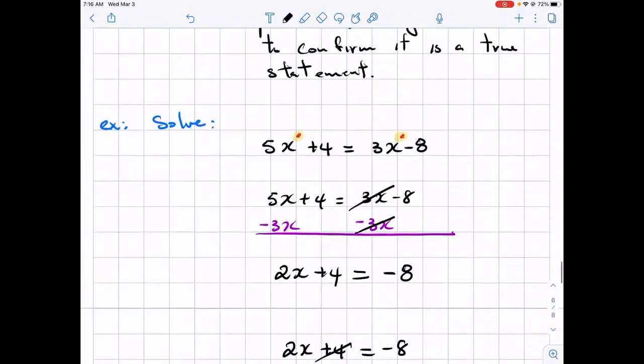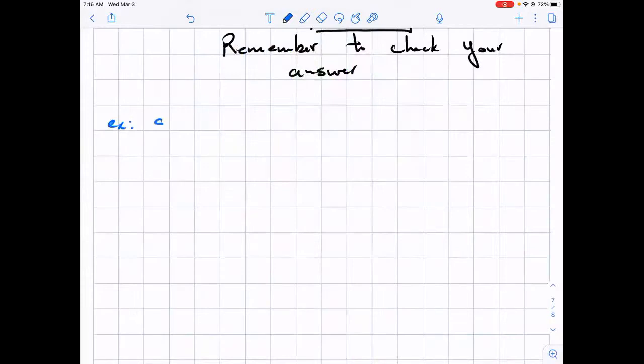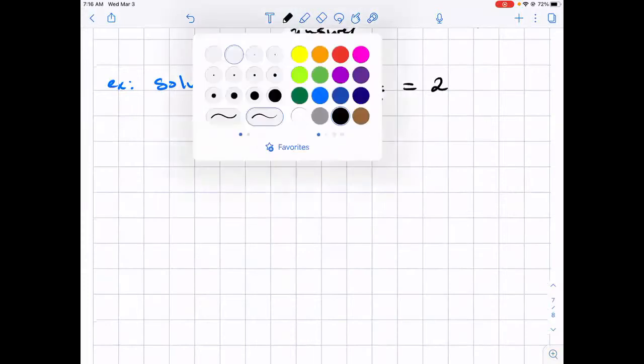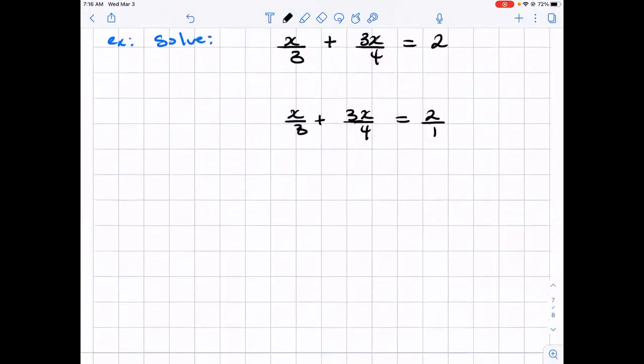So let's look at another example here again. Example, let's solve. And in this case, we have x over 3 plus 3x over 4 is equal to 2. So if we're solving x over 3 plus 3x over 4, and I write 2 as a fraction also, 2 over 1. So the lowest common denominator is going to be 12.